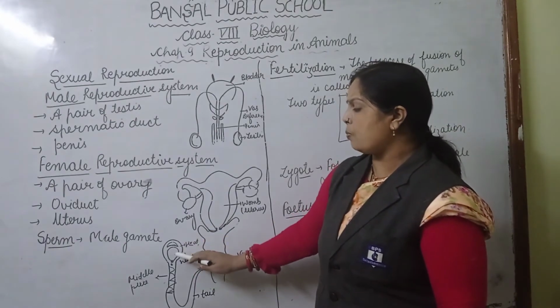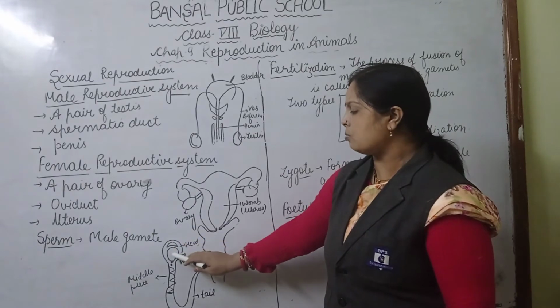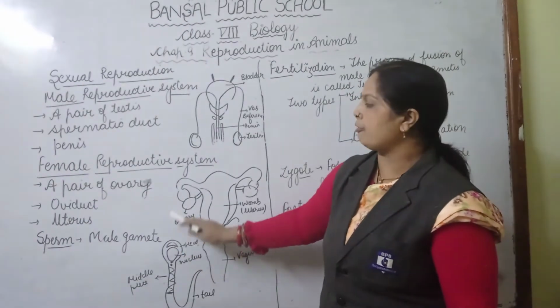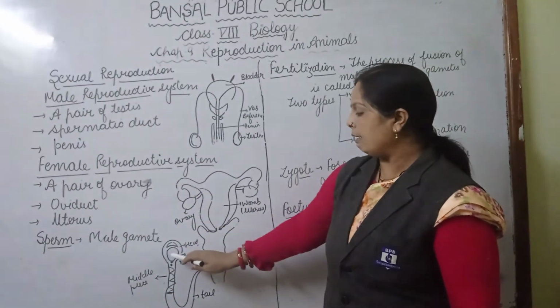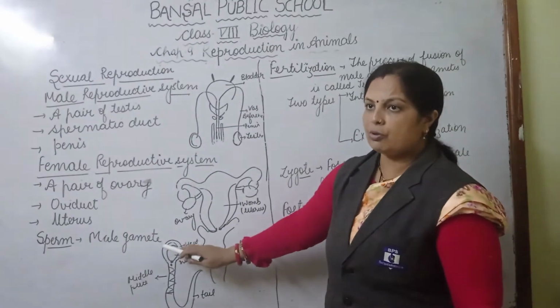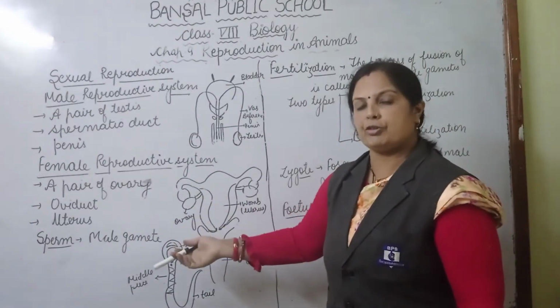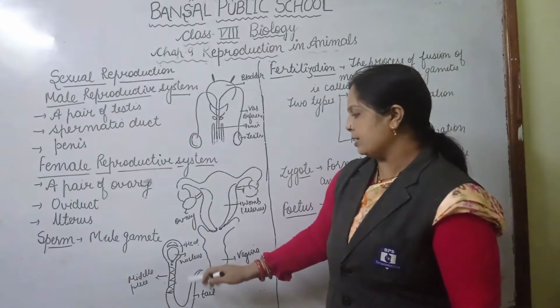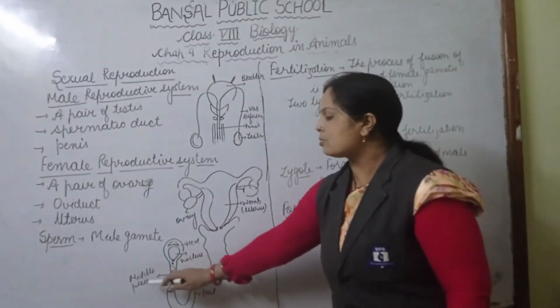The sperm head consists of two parts: one is known as the acrosome and the second is the nucleus. The acrosome helps in penetrating the egg membrane, clear, and the nucleus transfers genetic material into the offspring for developing them, clear. The second part is known as the middle piece.